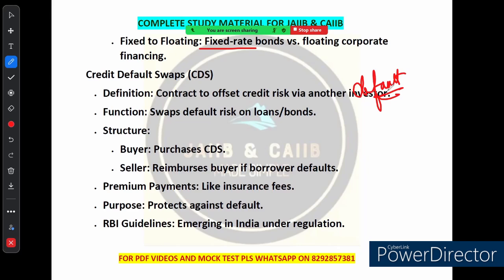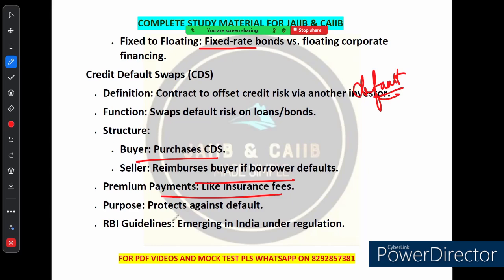So how it works, let me discuss. The buyer of a CDS pays a premium, like an insurance fee, right? The seller of the CDS promises to reimburse the buyer if the borrower defaults. So the risk of default is transferred to the CDS seller, but it is not eliminated completely. If the borrower is riskier, the CDS premium is higher, right?